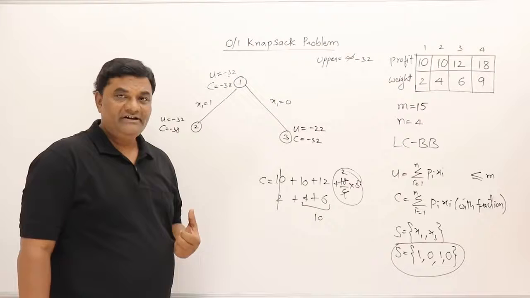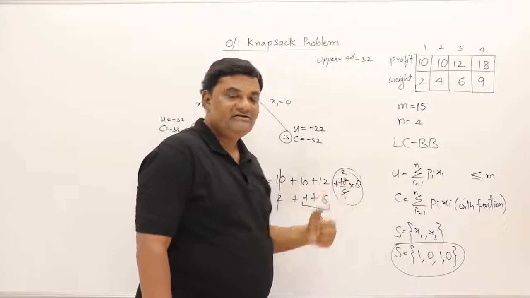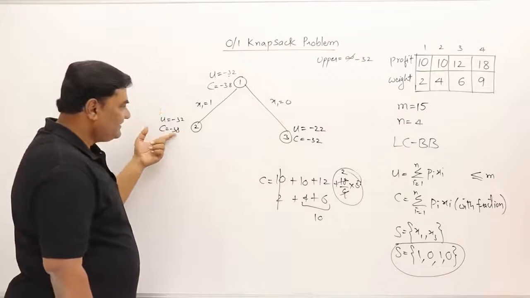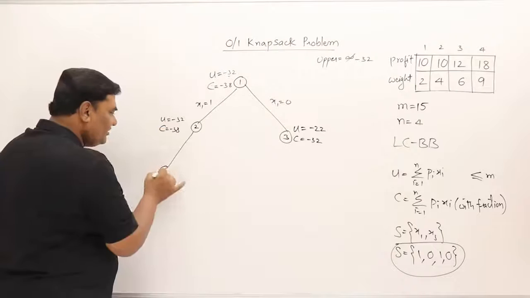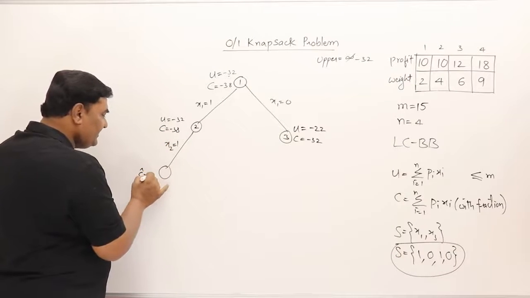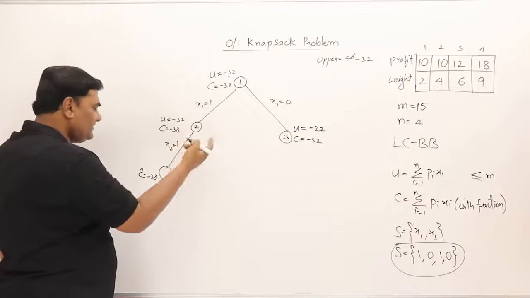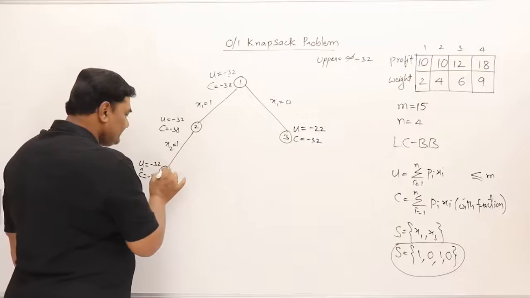Now which node should I explore? The one with least cost. So I'll be following least cost branch and bound. So this is minus 38, this is minus 32. I should take this one and continue. Second object included in the bag. So what is the cost? It remains the same. See, both the objects are included. So the upper bound and the cost remain the same. Next.